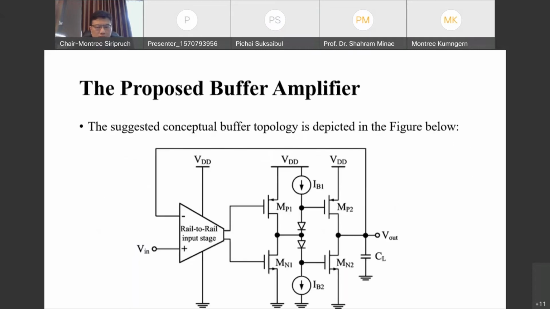Now let's talk about the proposed amplifier circuit. It consists of a rail-to-rail input stage. We call this also a constant gm input stage, a gain stage, which is obtained by MP1, MN, and MN1, and an inverter-based output stage. This is a high-performance output stage. We will talk about this stage later.